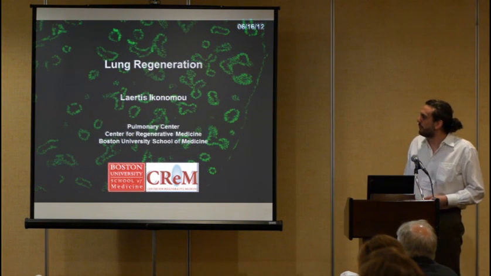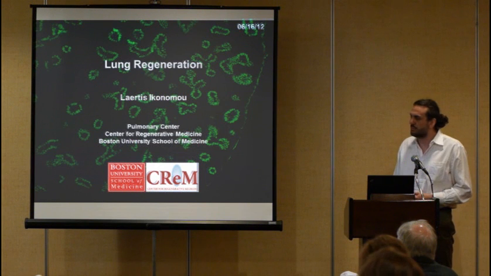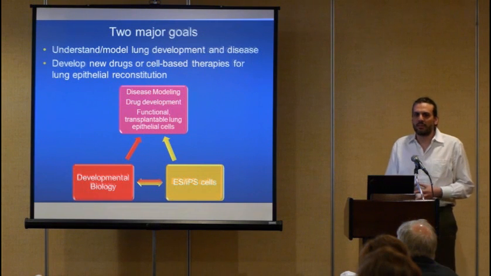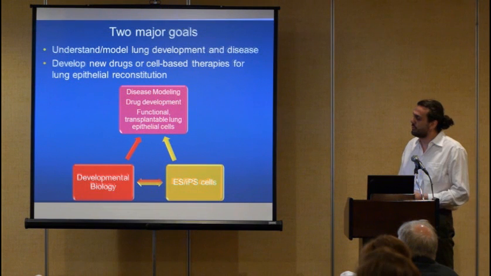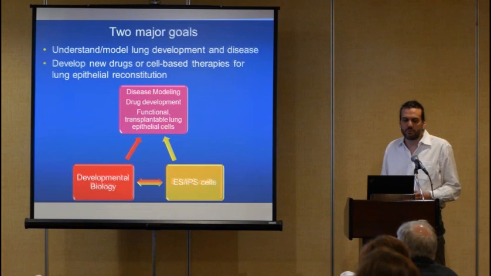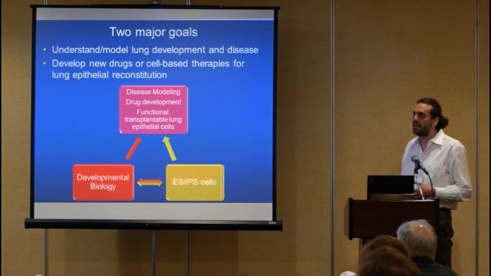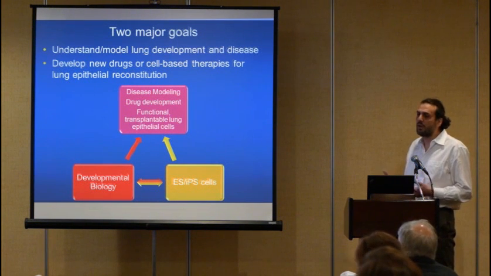So as you can see, I work at the Pulmonary Center. I work with Dr. Darrell Cotton, and our research teams are also part of the Center of Regenerative Medicine of Boston University. If I were to state on just one slide what the major goals of our research are, it is first of all to understand and model lung developmental disease, and also to develop new drugs or cell-based therapies for lung epithelial reconstitution. We think that the way to do that is to combine data from different systems, combining in vitro and in vivo studies.